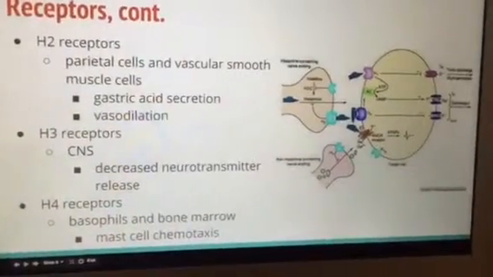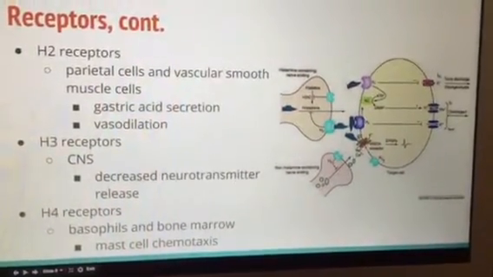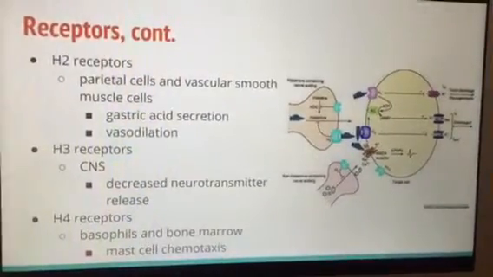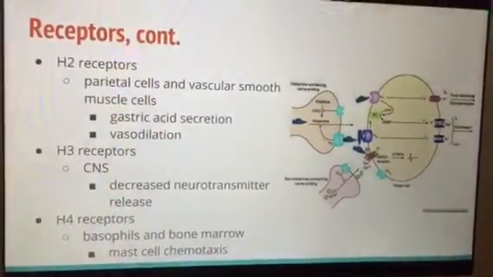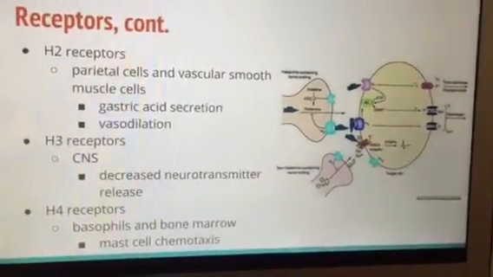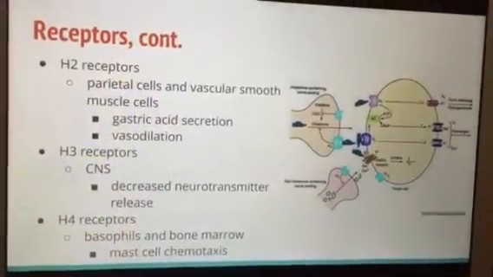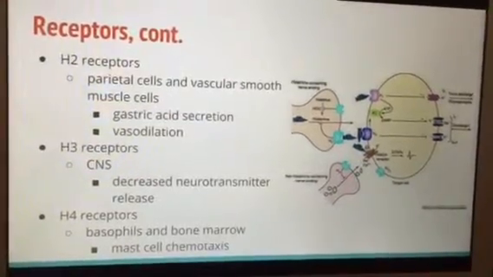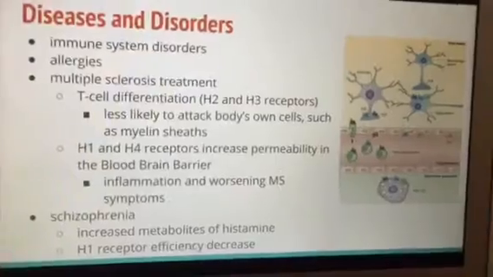Finally, H4 receptors are the ones that are in an immune response. So they are found in basophils and bone marrow, and they result in mast cell chemotaxis, which is the movement of mast cells to a site based on a chemical signal or reaction.